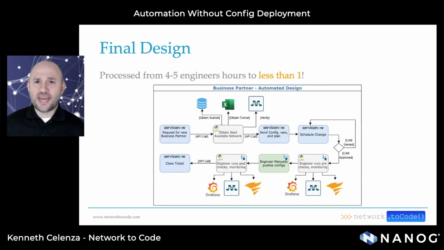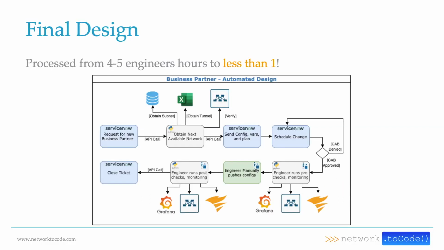Okay, and then we'll take a pause and relook at the same process that we had before, but within the automated world here, right? So we can take this process from 4 to 5 engineering hours down to less than 1, right? You can start stitching together everything. The service request ticket comes in, makes an API call to your automation system, which gathers all the resources and verifies it. If all that works out well, it sends an API call back to the ticketing system.